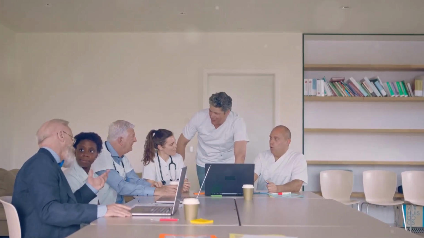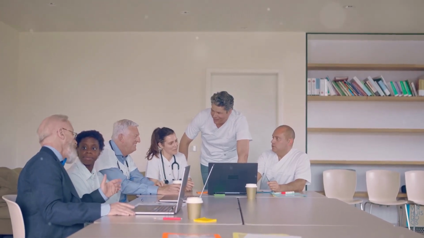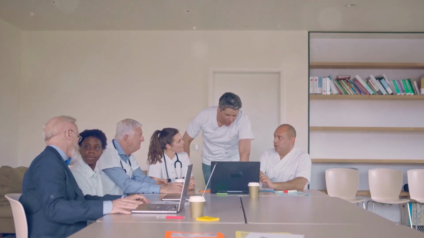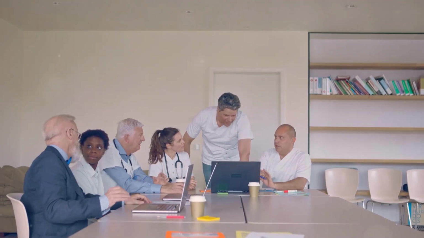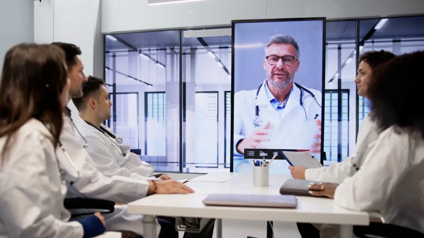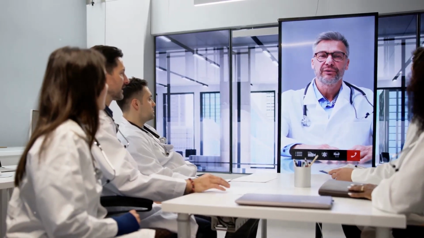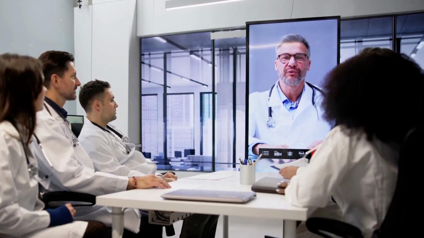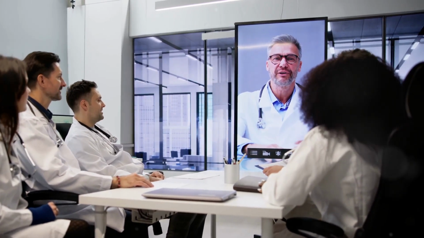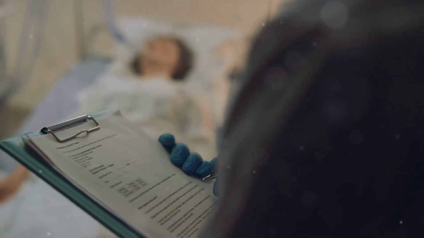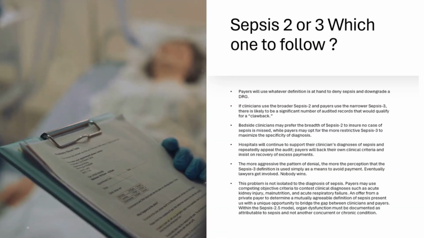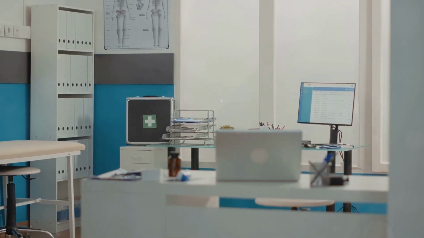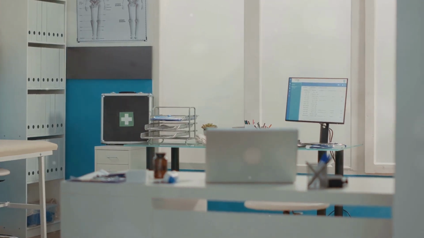That changed in 2016. An international team of experts released a paper on Sepsis 3, which revised the definition to a life-threatening organ dysfunction caused by a dysregulated host response to infection. While some have embraced this new definition, others have argued that Sepsis 3 raises the bar too high and is not well suited for early detection, which is key to staving off long hospital stays, longer recovery, and death. This ongoing debate and clinical murkiness has unsurprisingly led to insurance denials. Payers will use whatever definition is at hand to deny sepsis and downgrade a DRG.